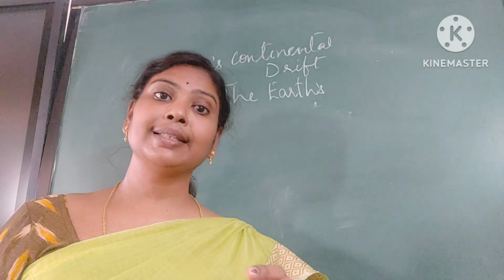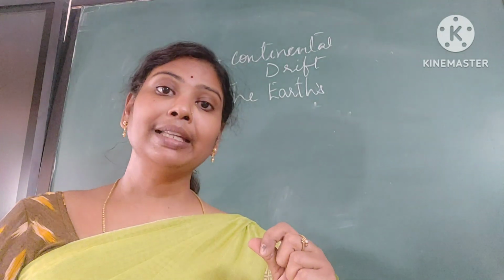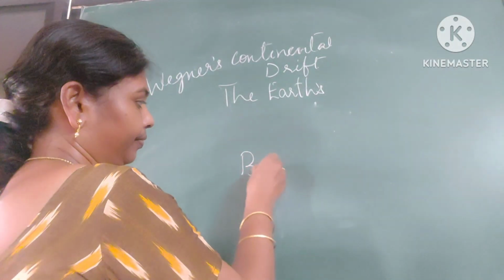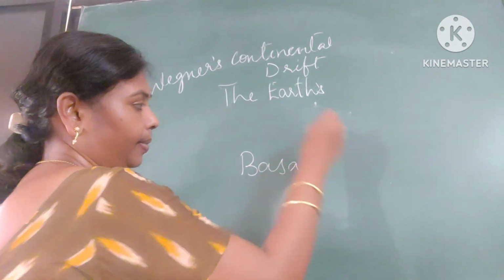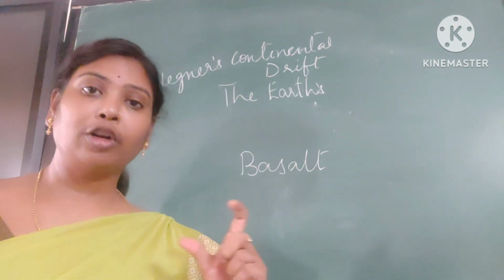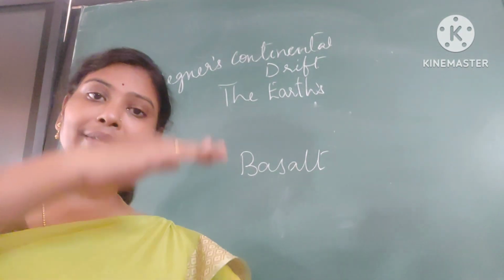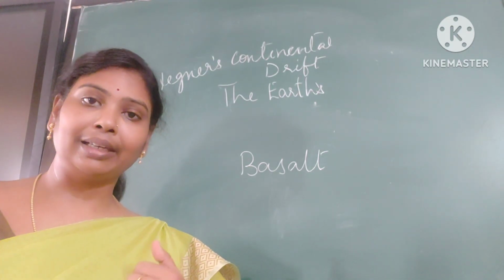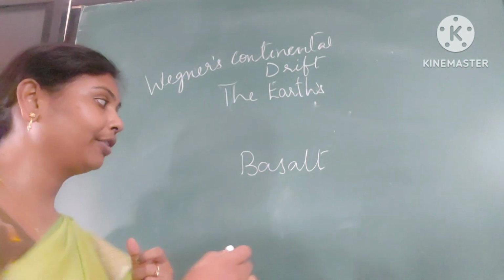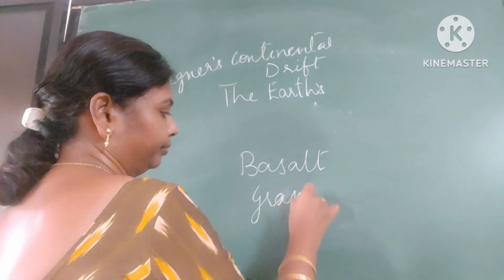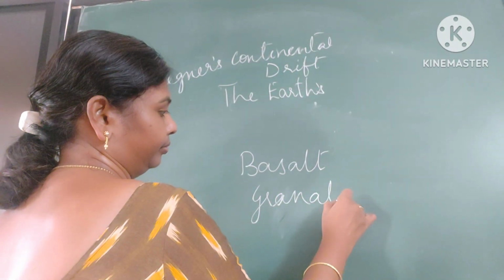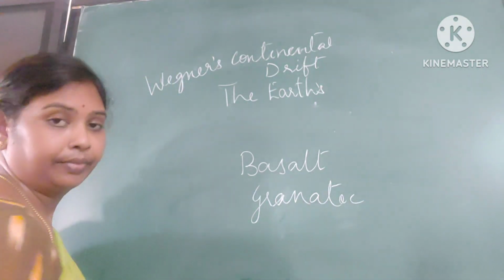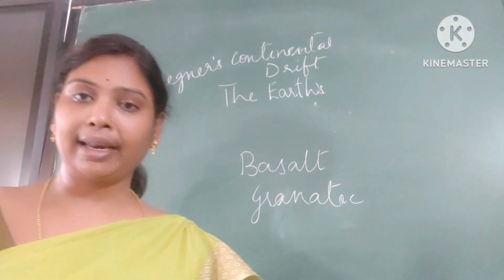The oceanic crust is comparatively thin and is made up of rocks like basalt. And the continental crust is comparatively thicker and is made up of granitic rocks, granite.